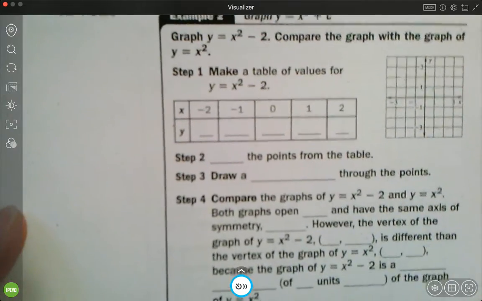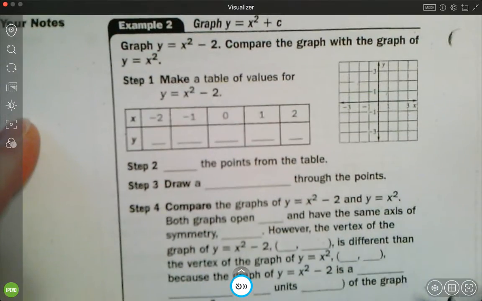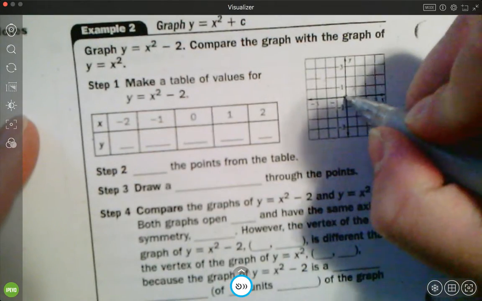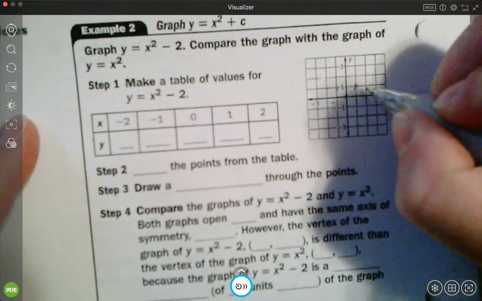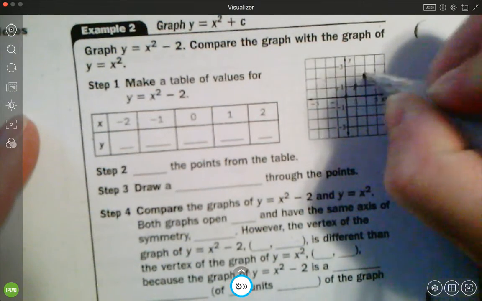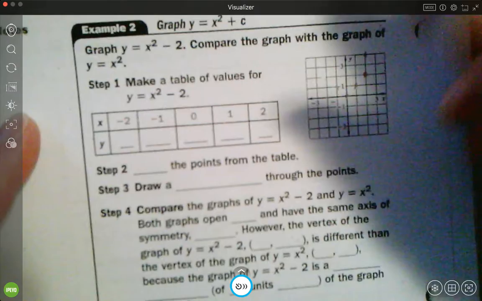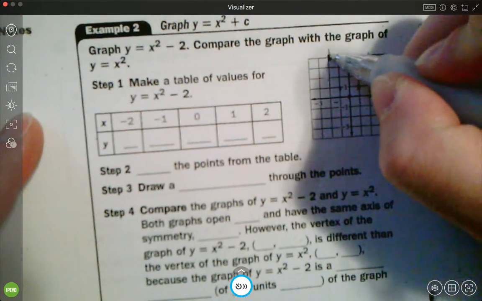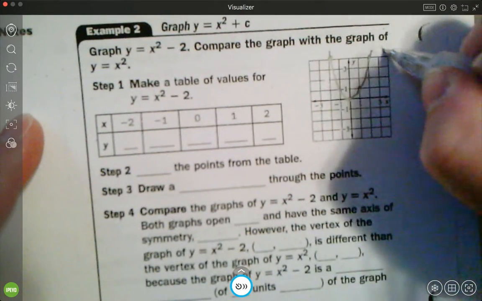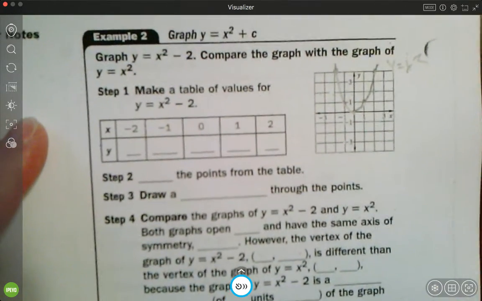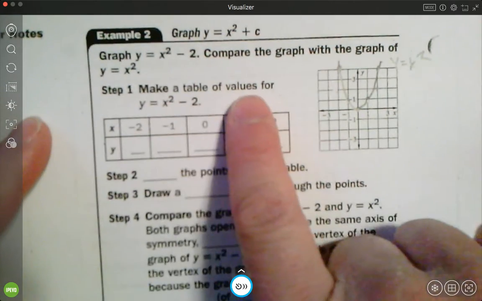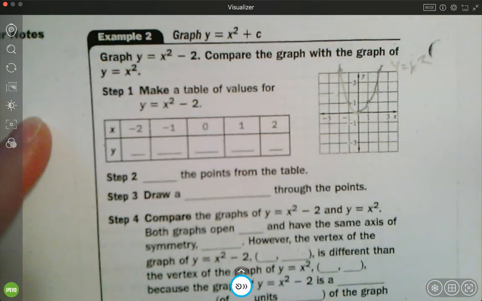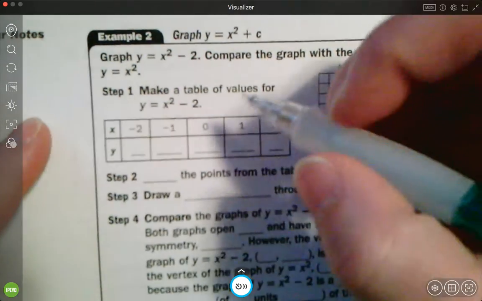Okay, comparing it to y equals x squared, I'll just throw that in there really quick. Go a little quicker. 1, 1. This is just my x squared. 2 times 2 is 4. Okay, and that's 4 here. Smooth curve. That's my y equals x squared. Okay, so now let's make a table of values for this. y equals x squared minus 2. So see what happens now.